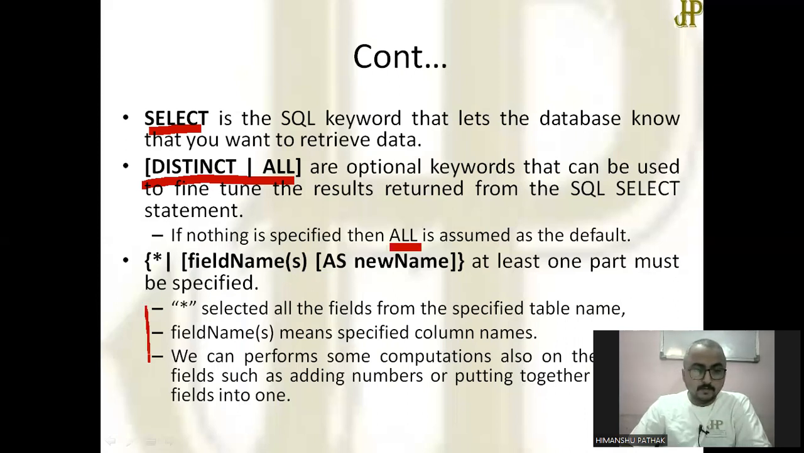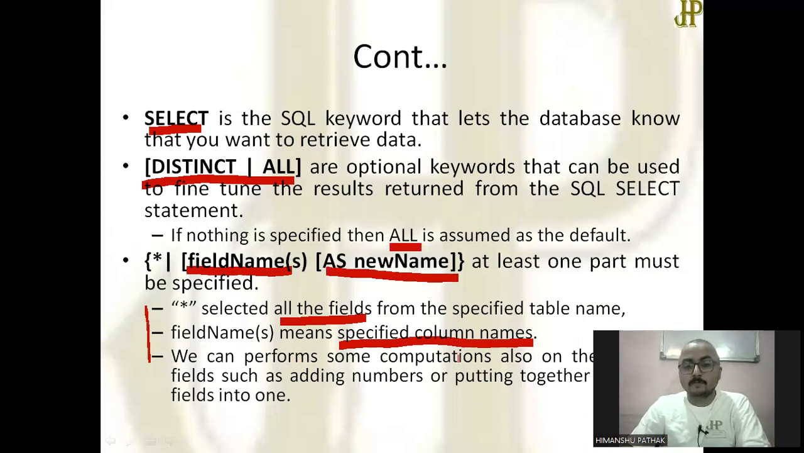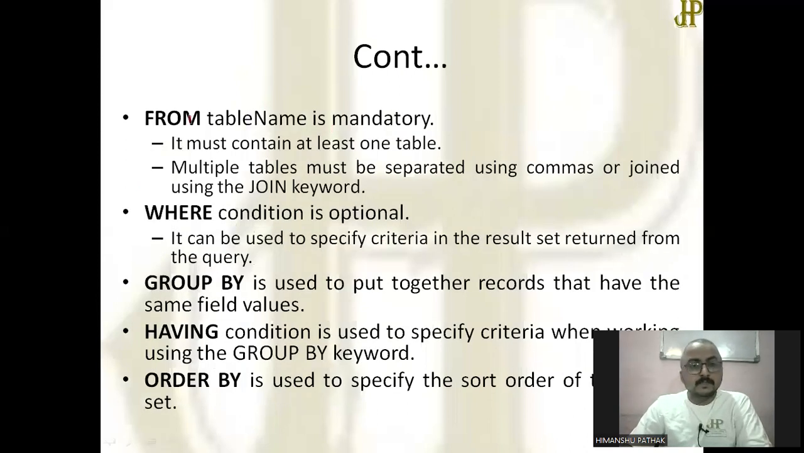This is already told to you. Star means all the fields. Field name means the specified column names that you require. And as new name means if you perform some computation, then you want to add some new name, then this can be used. From is mandatory. It must contain at least one table. Multiple tables can be used with the help of join. This will be taken care of later on.